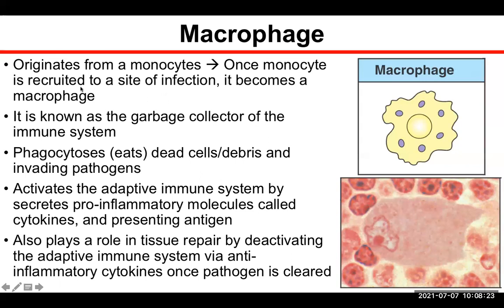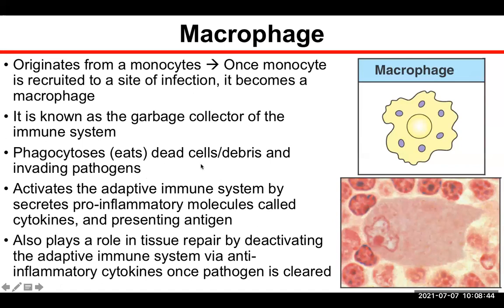And so these macrophages are going to end up staying in that particular tissue, and then doing whatever they need to do to get rid of the pathogen. And so I always describe the macrophage as the garbage collector of the immune system, because this is the one that likes to phagocytose objects.